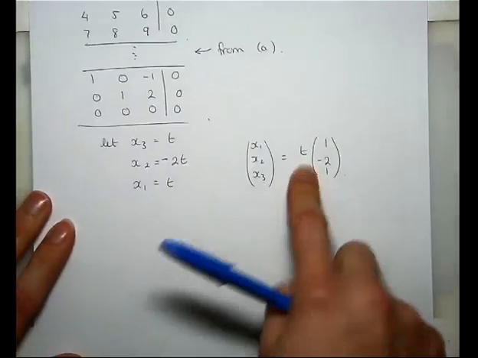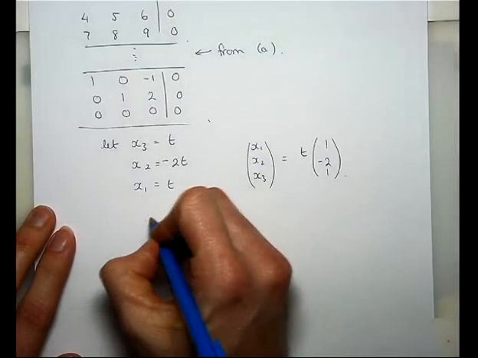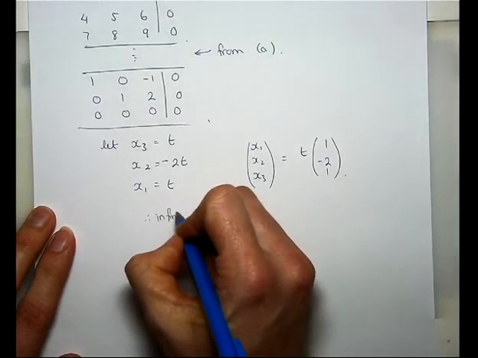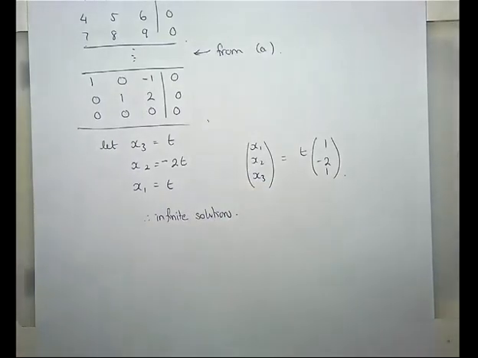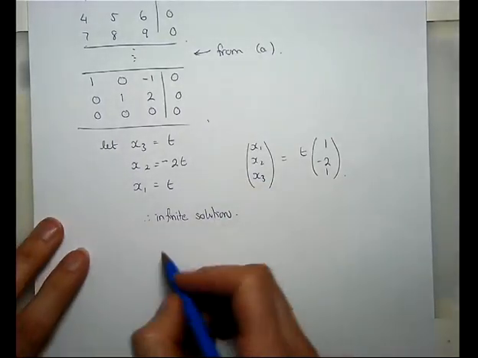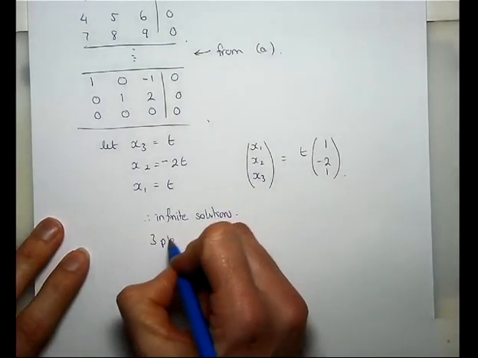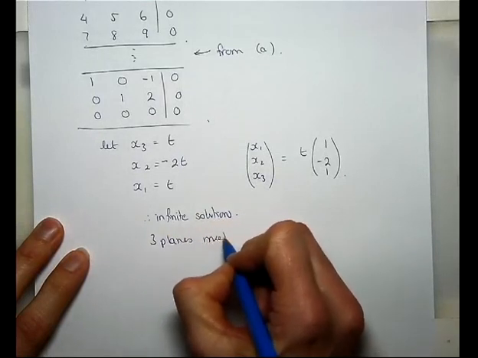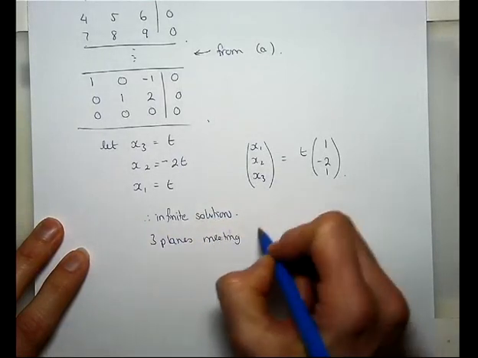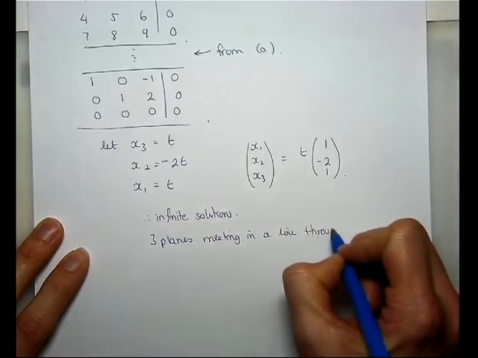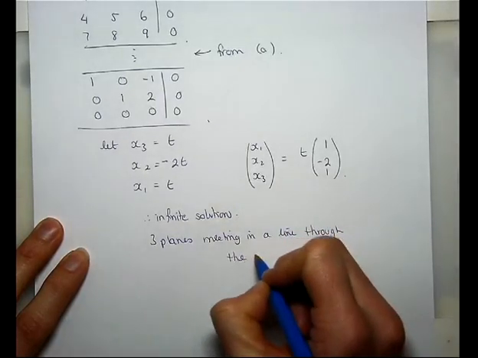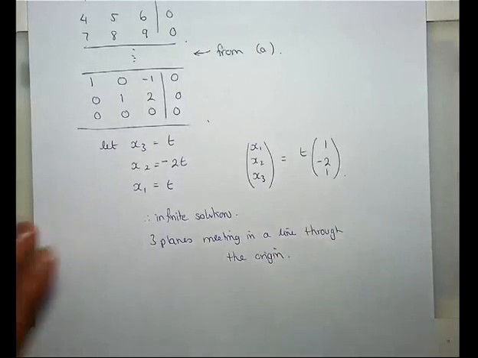All right, you can pick any value for t, and there are infinite choices. So there are infinite solutions. Okay, 3 planes meeting in a line again, through the origin this time, because there's no point at the start there.